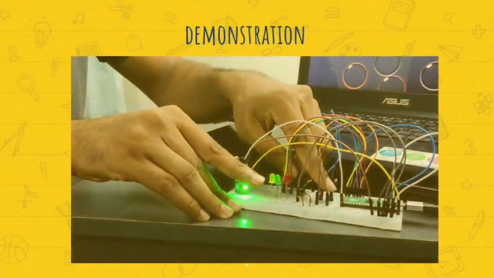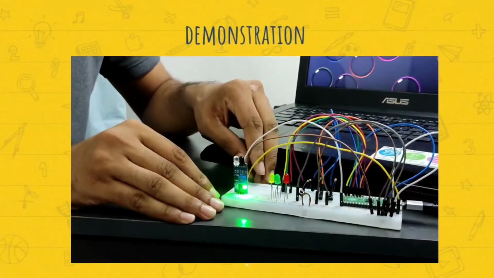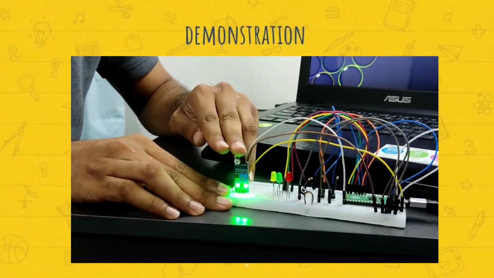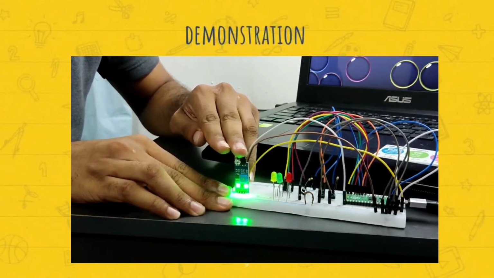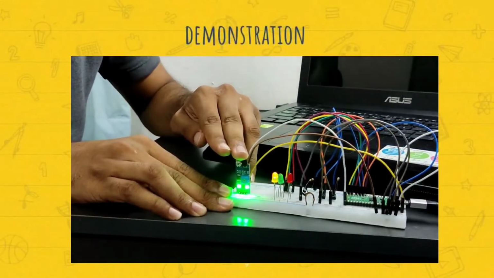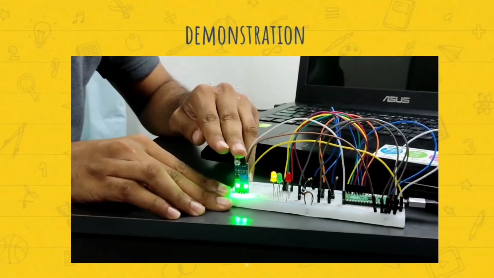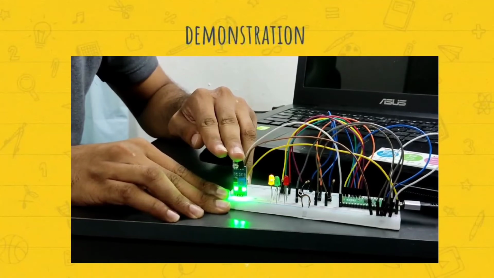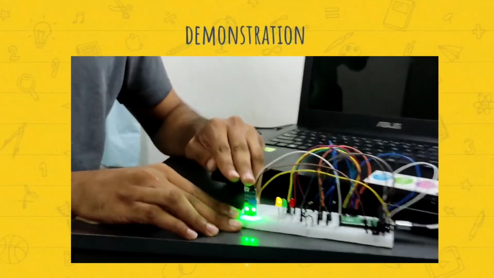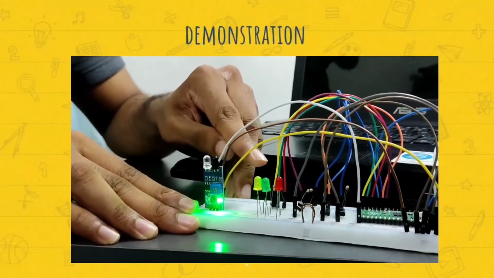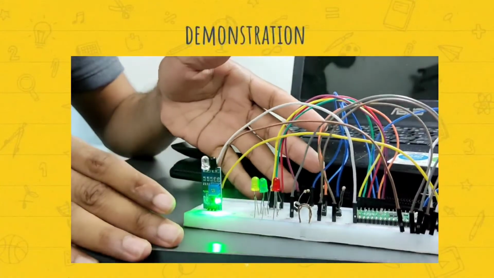Okay, and then if there are any obstacles, the yellow LED will be turned on to mean there's an obstacle in front of the sensor, and if there's no obstacle, the yellow LED will be turned off and the gate will start to open. That's all. Thank you.